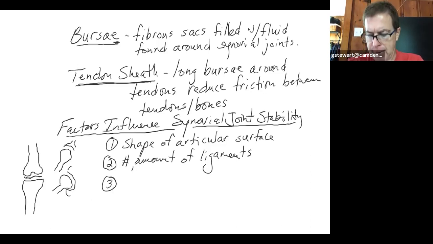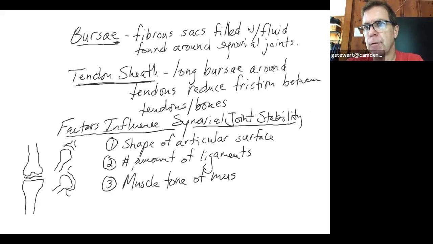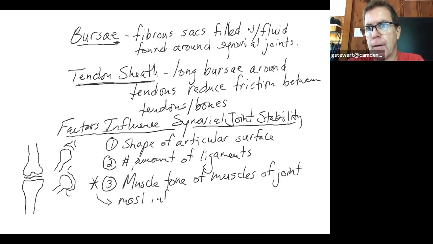And finally, the muscle tone of muscles within that joint or contributing to that joint. By the way, I'm going to put a star next to this one. This is the most influential of all three. So the stronger the muscles around any particular diarthrotic joint or synovial joint influences the strength of that joint more than anything else. The better the muscle tone, obviously, the stronger the joint.